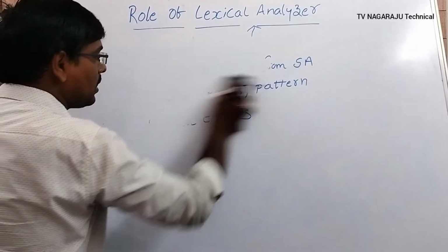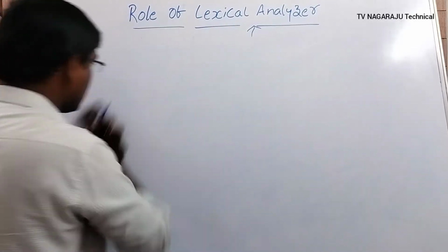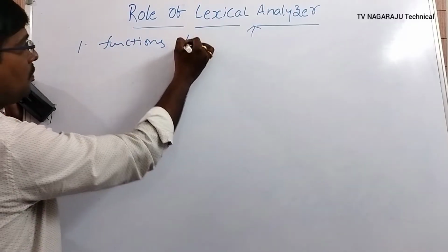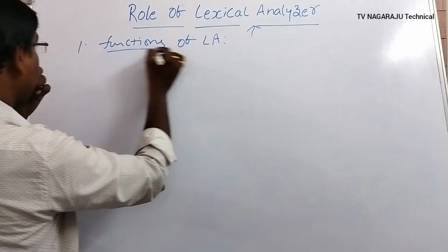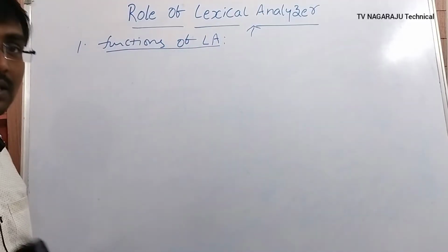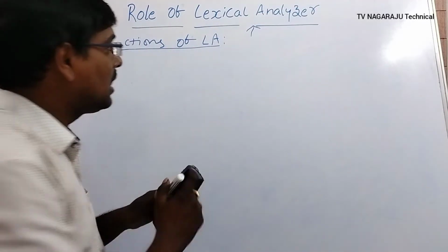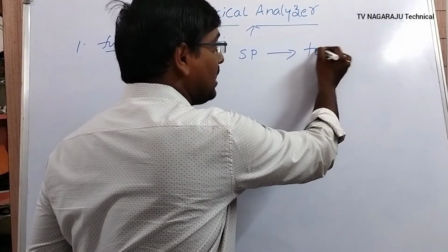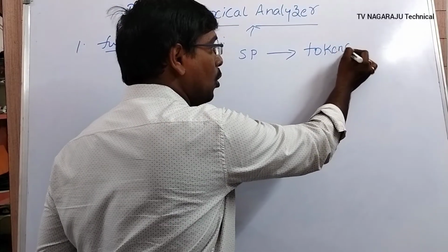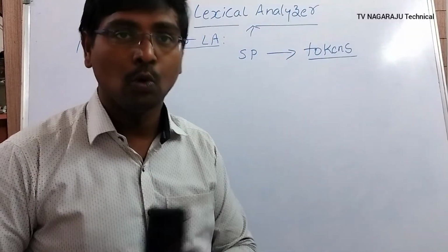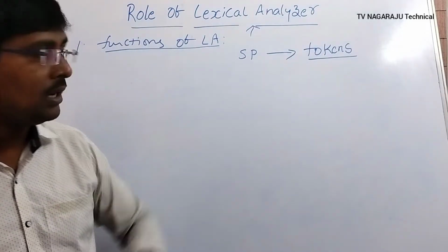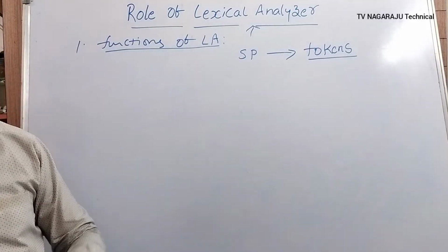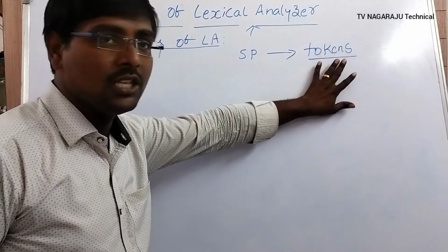So the first one is the different functions of the lexical analyzer. Everyone knows what is meant by lexical analyzer. The lexical analyzer reads the source program character by character and then generates a stream of tokens. What do you mean by token? A token is anything that is a variable, constant, operator or identifier. Everything is a token.